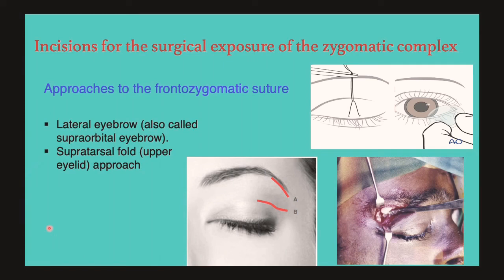Incisions for the surgical exposure of the zygomatic complex. Approaches to the frontozygomatic suture. We have lateral eyebrow, also called supraorbital eyebrow, as you can see here, and supratarsal fold, upper eyelid approach. Before doing these incisions, a special protection may be required by temporary tarsorrhaphy or a special shield protection for the cornea.